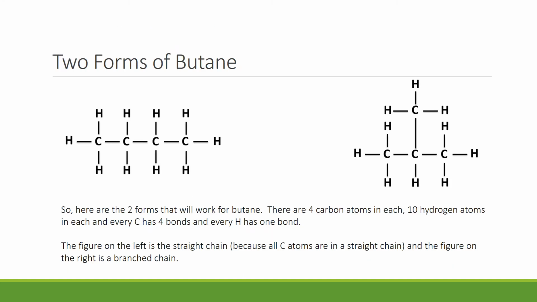Here are the 2 forms of butane that we talked about. The one on the left is the straight chain hydrocarbon. The one on the right is the branched chain hydrocarbon. In each instance, you have the correct number of carbons and hydrogens and the correct number of bonds around each.